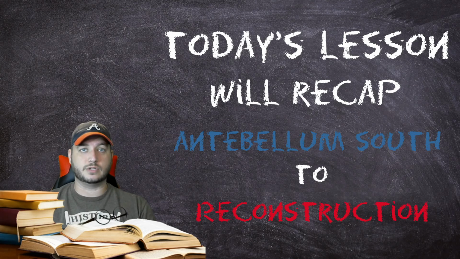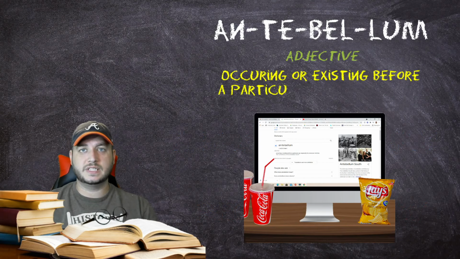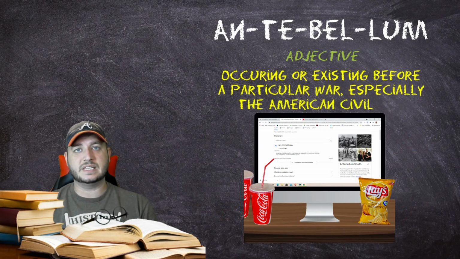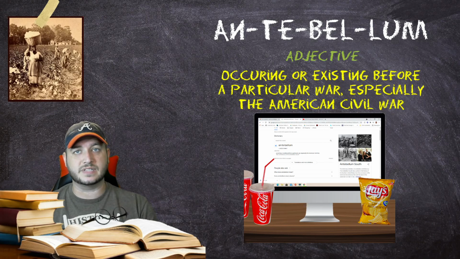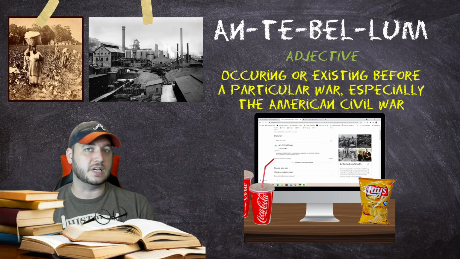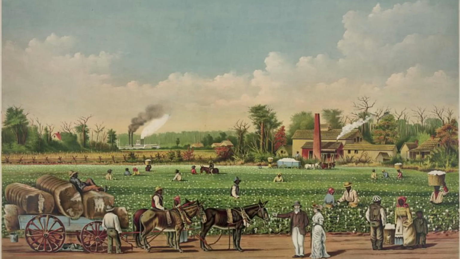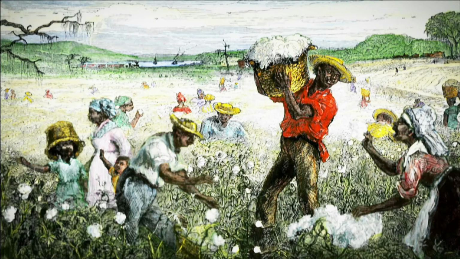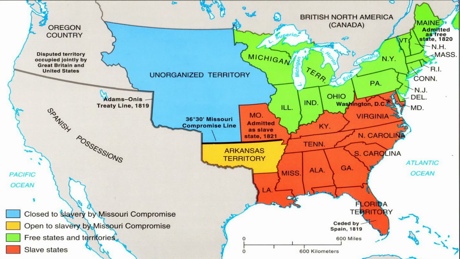So antebellum refers to pre-Civil War, where we were seeing this idea that slavery was still prominent in the agricultural heavy states of the South, while the North was becoming more industrial. As the country expanded, the idea of industry versus agriculture quickly became an issue of states' rights as they applied to whether the new additions to the Union would be free states or slave states.